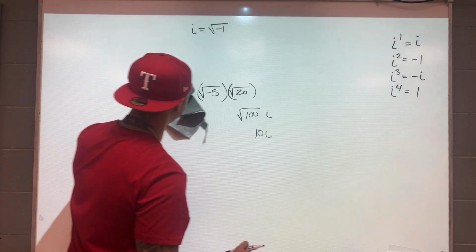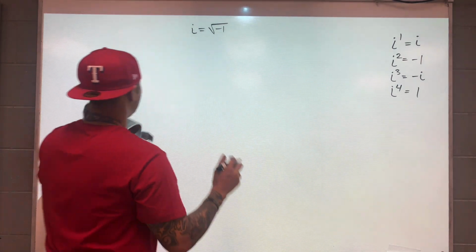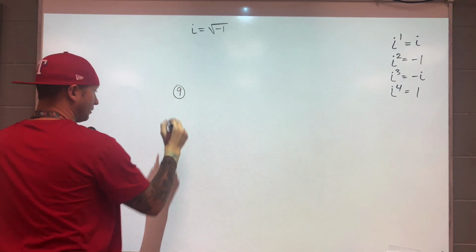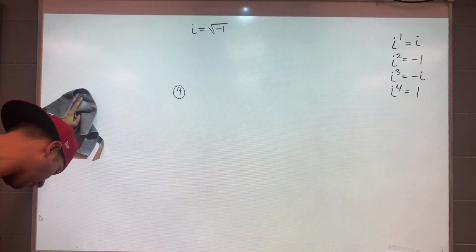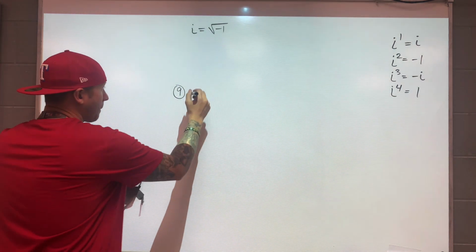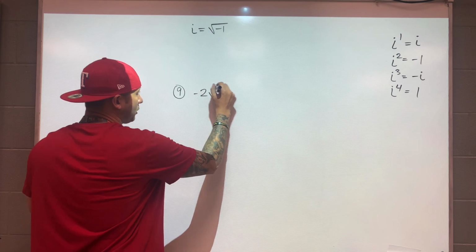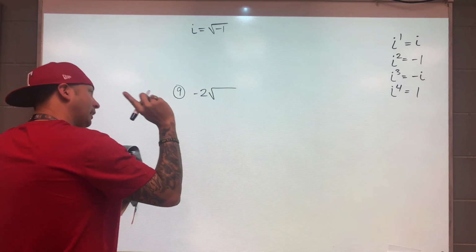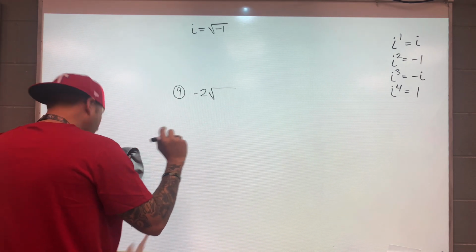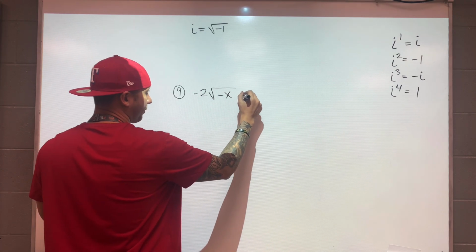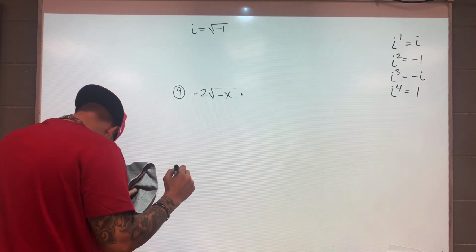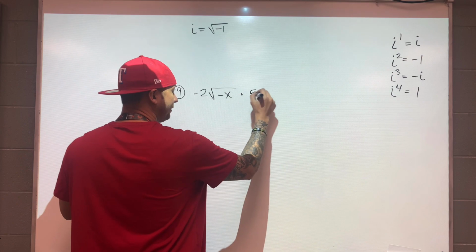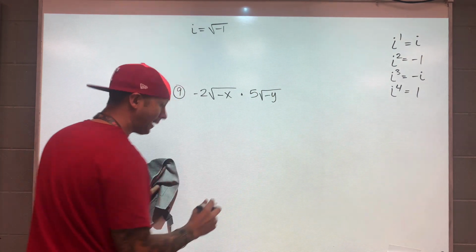Okay, let's see. For number 9, there's a typo. There's supposed to be a multiplication sign, but there's a box for some reason. All right, square root of 2, negative 2, square root of -x, times 5, square root of -y.